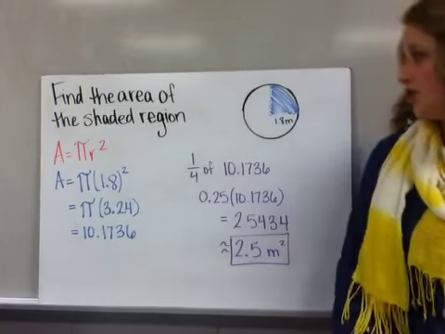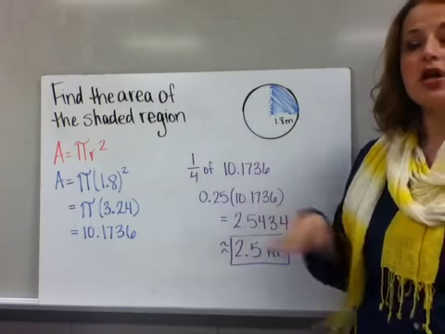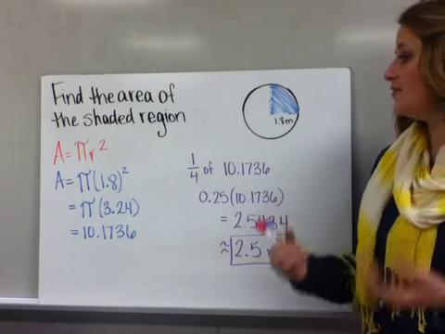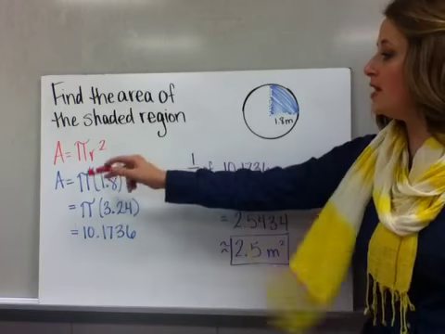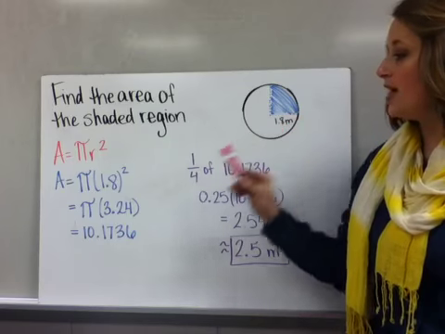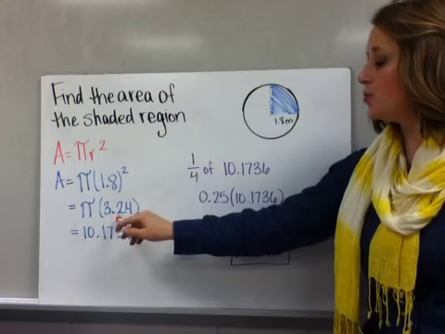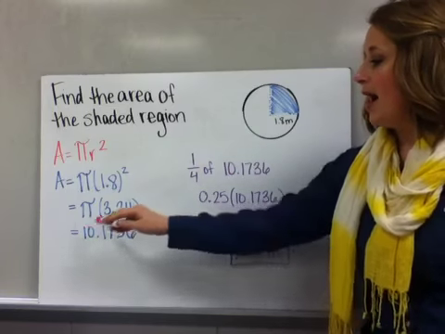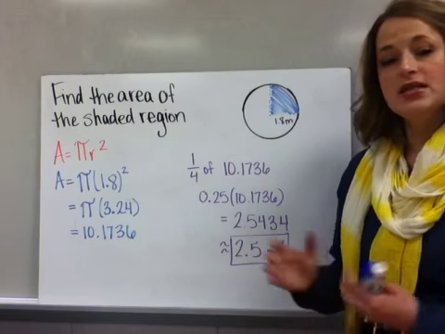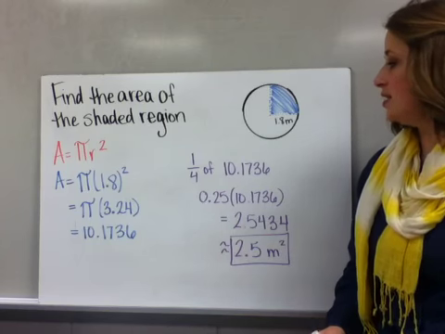Here's a little bit more challenging example. Find the area of the shaded region. The shaded region is only 1/4 of that circle, so we'll find the area of the entire circle and then find 1/4 of that. The formula, area equals pi r squared. The radius is 1.8 meters, so I put 1.8 in there. 1.8 squared is 3.24. Pi times 3.24 is 10.1736. Since we're not done, I'm not going to round it just yet. I'm going to wait till the end to see if there's any rounding that needs to be done.